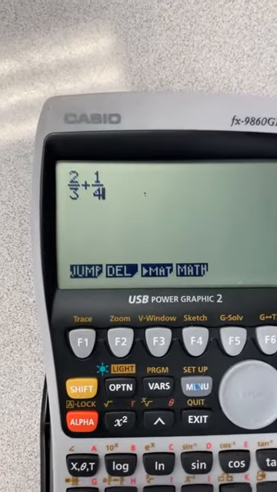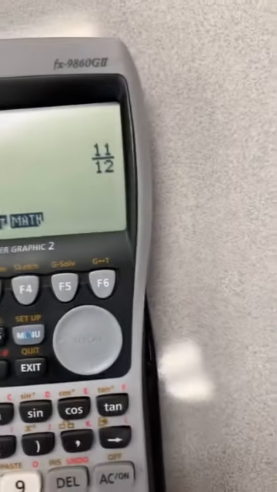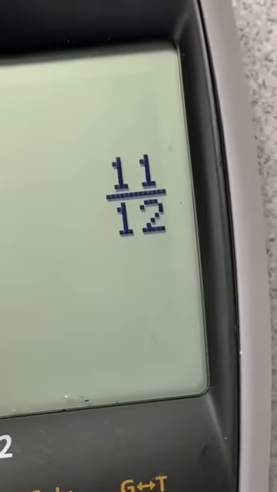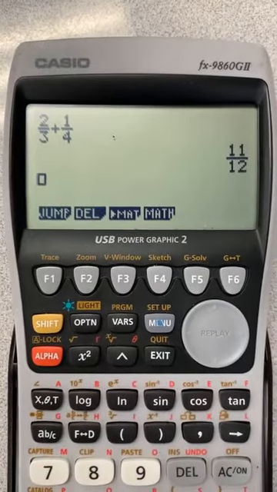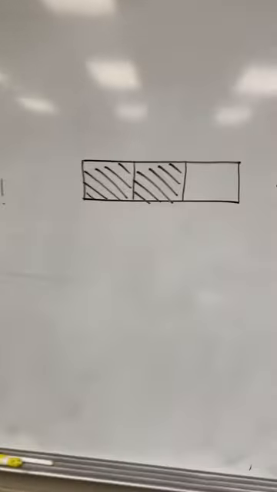All right, so let's look at this. 2 over 3 plus 1 over 4, see that? 11 over 12. So you know why it happens now. It happens because we get a common denominator, all right? Common denominator. Here's a visual representation of that same problem.